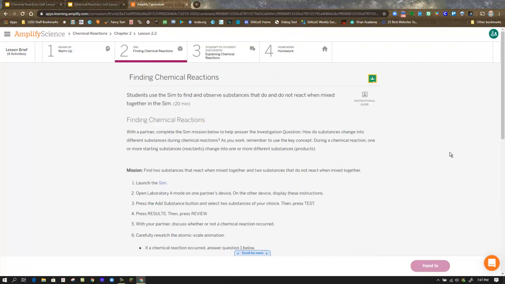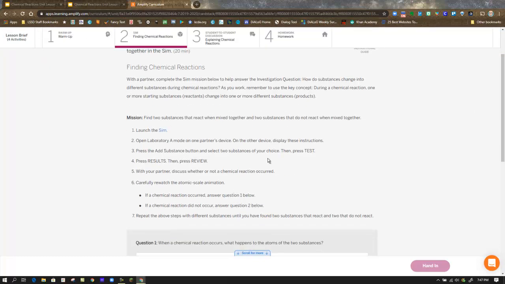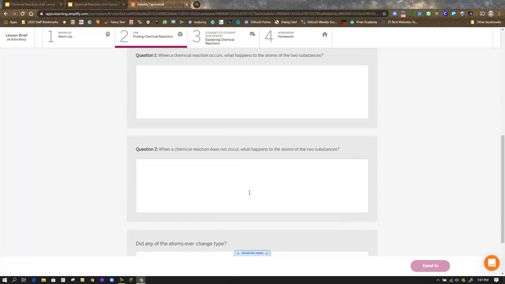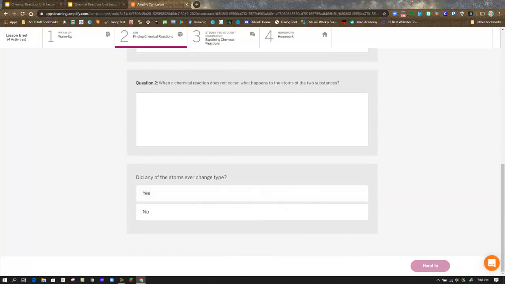In step 2, in the simulation, so you might as well leave it open. You're going to be in laboratory A again and follow these instructions where you're pairing up substances as to whether or not they'll react with one another. So be sure to follow the step-by-step instructions. There's questions to respond to when you're finished, but we do want to explain a little bit more about what's going on. So yesterday we saw a chemical reaction could happen when we mix 2 substances.